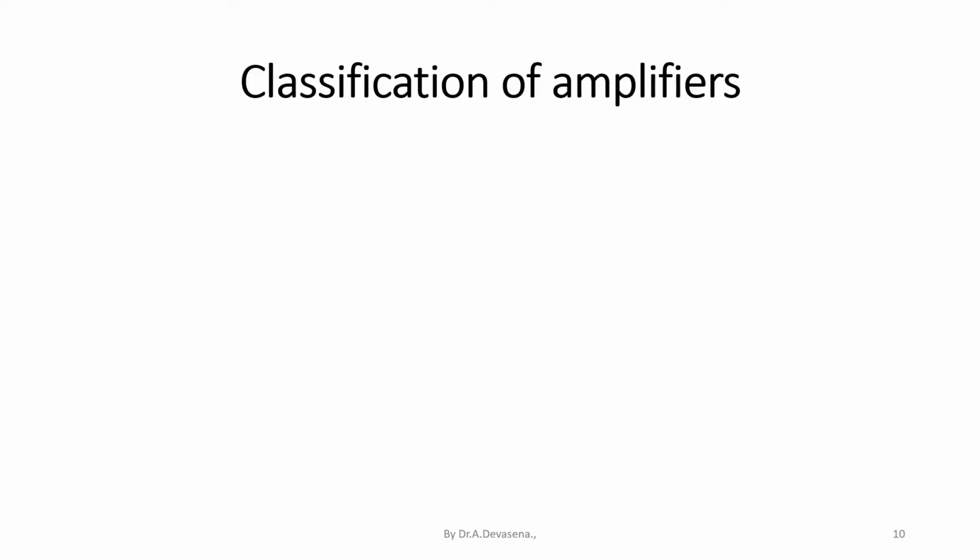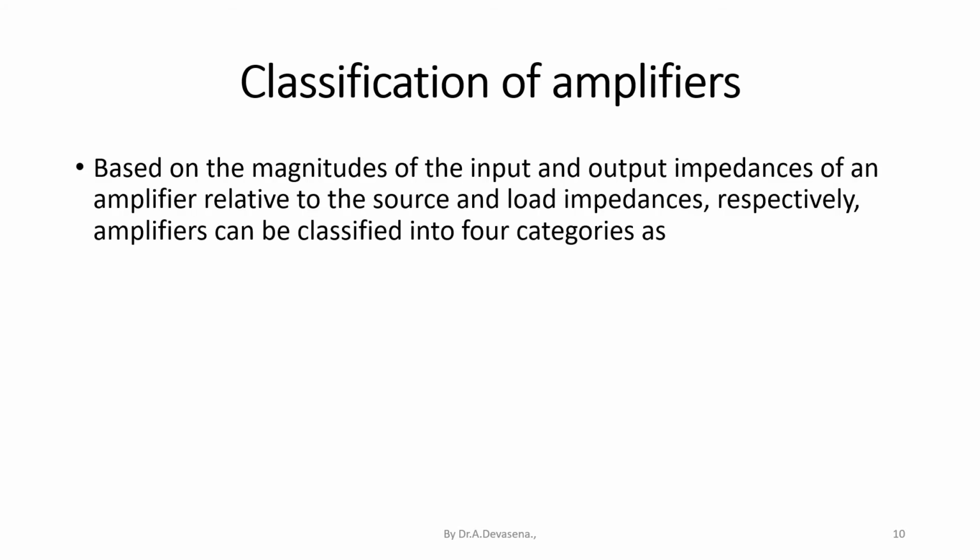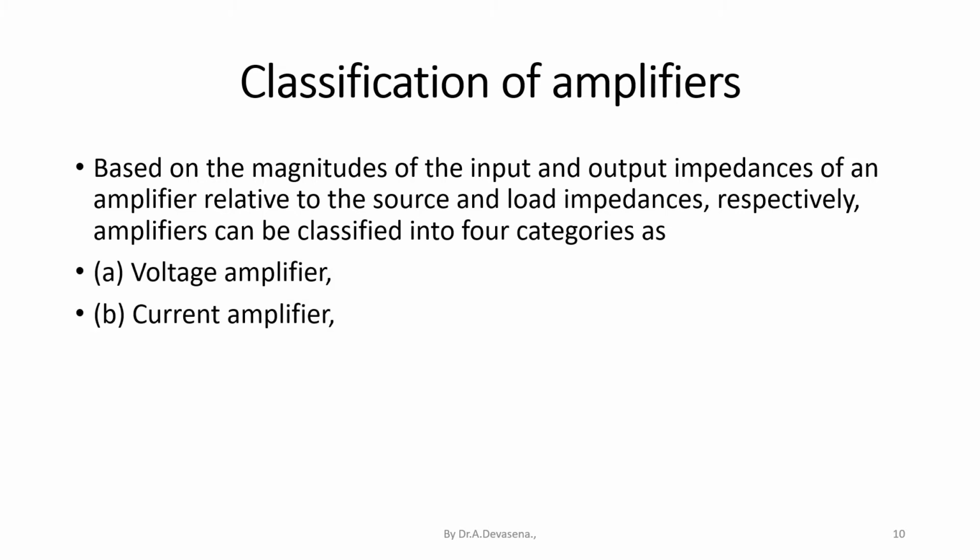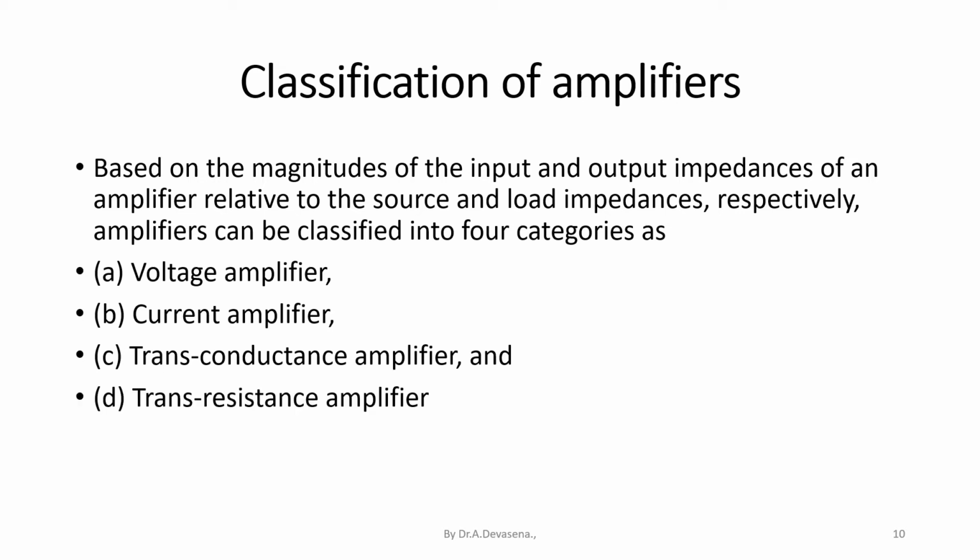Let us see the classification of amplifiers. Based on the magnitudes of the input and output impedance of an amplifier relative to the source and load impedances respectively, amplifiers can be classified into 4 categories: voltage amplifier, current amplifier, transconductance amplifier, and transresistance amplifier.